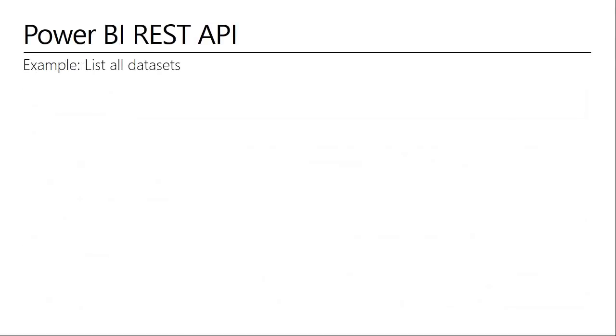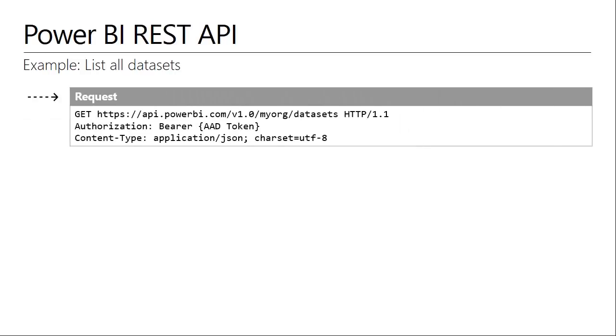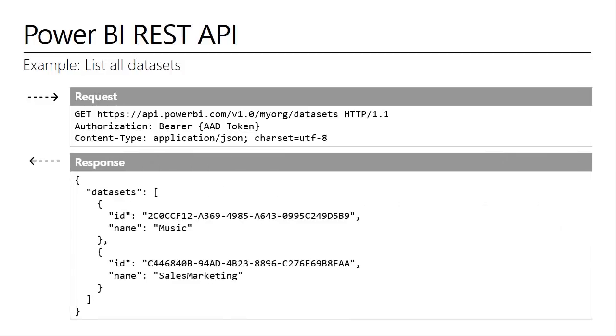Let's take a look at an example of how to list datasets within a workspace. Programmatically, you would create a request, a GET request of this URL, and you would add the token. In response, this JSON document would describe all datasets in terms of their unique ID and name.